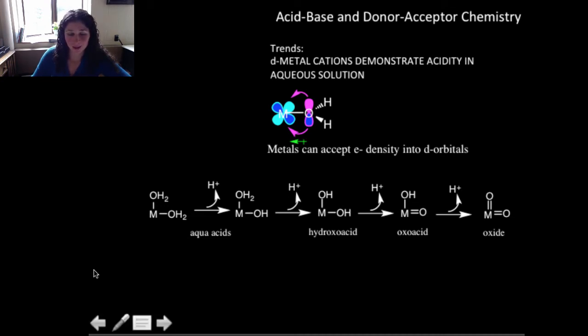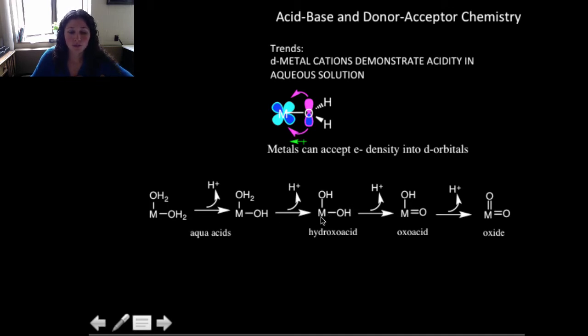There are different types of metal acids that we're going to see. And the ones that I've just shown you, basically where a metal is interacting with water and it's making the water more acidic, these are aqua acids. So here I've shown the first dissociation of an aqua acid with two waters. This is still an aqua acid because the next dissociation is going to be from this water. So anytime a hydrogen ion is dissociating from a water bound to metal, the acid species is called an aqua acid.